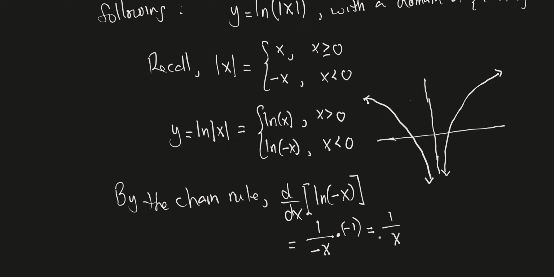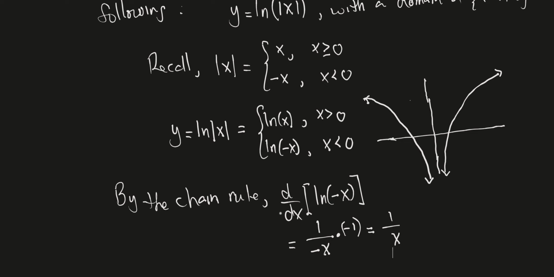Right? So it turns out, quite interestingly, that even when we do this extension, so if we take the natural logarithm of the absolute value of x, the derivative of this piece, which is 1 over x, is the same as the derivative of this piece, and this is what we just proved, right?